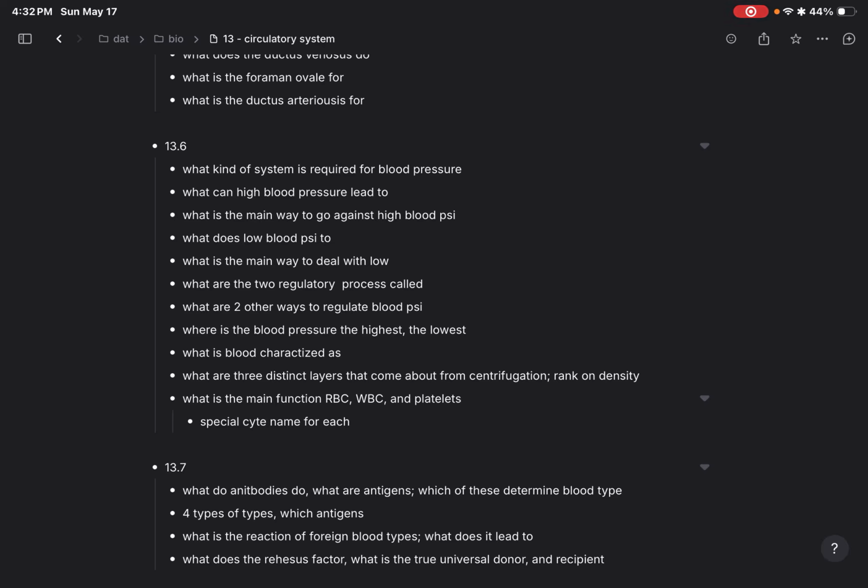So what are two other ways to regulate blood pressure? So kidneys. When the kidneys scrub the blood, they can control how much urine, or how much water, gets pulled out of the blood. If you pull out more water, then you're going to have lower volume and lower pressure. Or wait, did I say that twice? I don't even know, but it's the same way, vice versa.